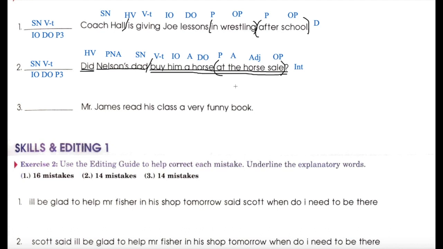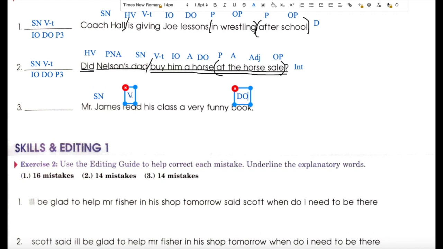Next sentence. Mr. James read his class a very funny book. Who read his class a very funny book? The answer is Mr. James. Subject, noun. What is being said about Mr. James? What's the action? He read. Mr. James read what? Book. Book is a noun. It's receiving the action. It's being read. Does it mean the same as Mr. James? It does not. It's a direct object. That means read is a verb transitive.